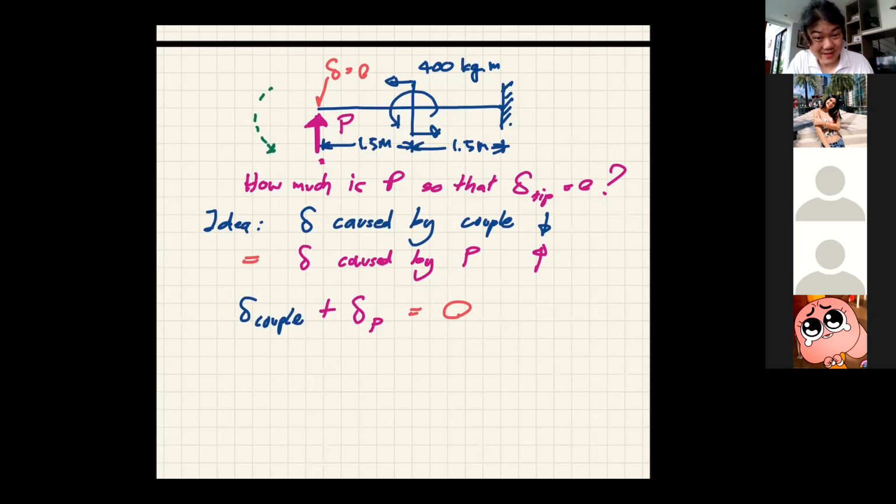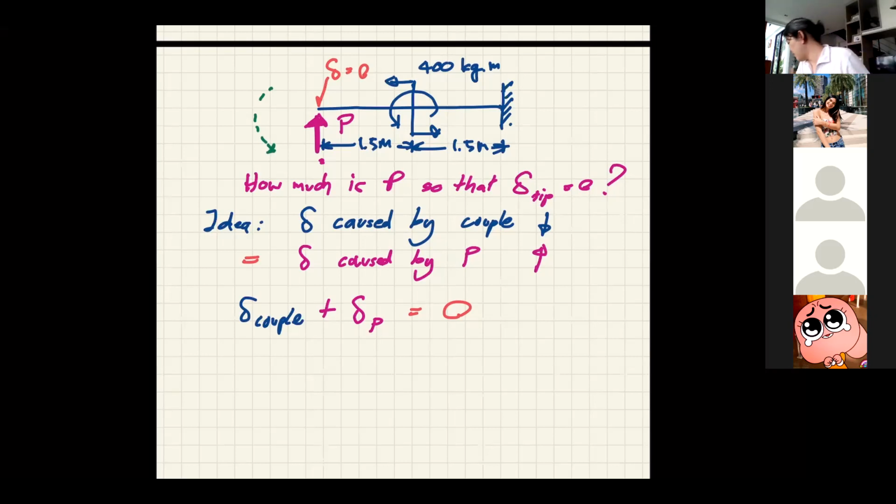Okay, kind of difficult. Similar to the concept of superposition. Yes, sir. In fact, this is superposition. This is in fact superposition. So you okay with that, right?